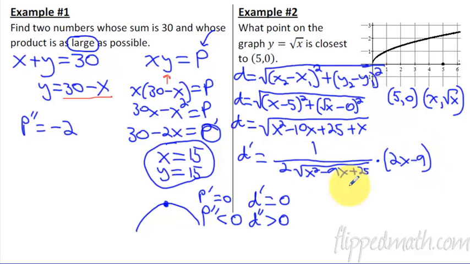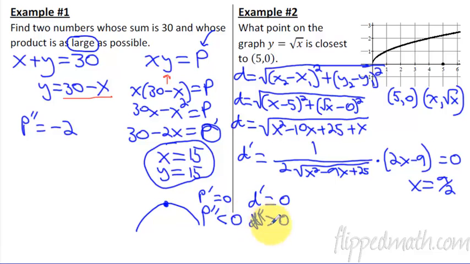When does this thing equal 0? It's going to equal 0 only when the numerator is equal to 0. So here's the numerator. We solve that, we get x equals 9 halves. Okay, so if x equals 9 halves, is the second derivative greater than 0? Well, taking the second derivative is going to be a real pain.